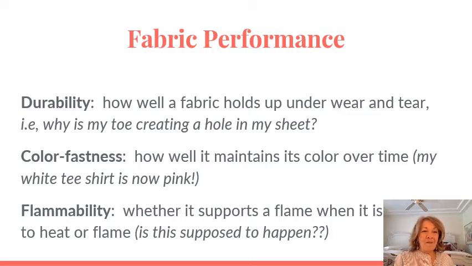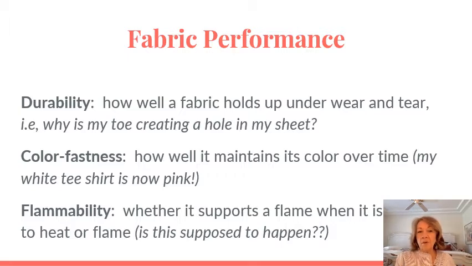Anyway, we want our fabrics certainly to be durable. We want them to have color fastness, how well it maintains its color over time. We don't want to say, after pulling something out of the laundry, "My white t-shirt is now pink." What's the reason for that? Well, your white t-shirt was washed with something that didn't have color fastness. It was washed with something red, and those colors bled. We don't want that to happen. We want our fabrics to not only be durable, but to have color fastness.